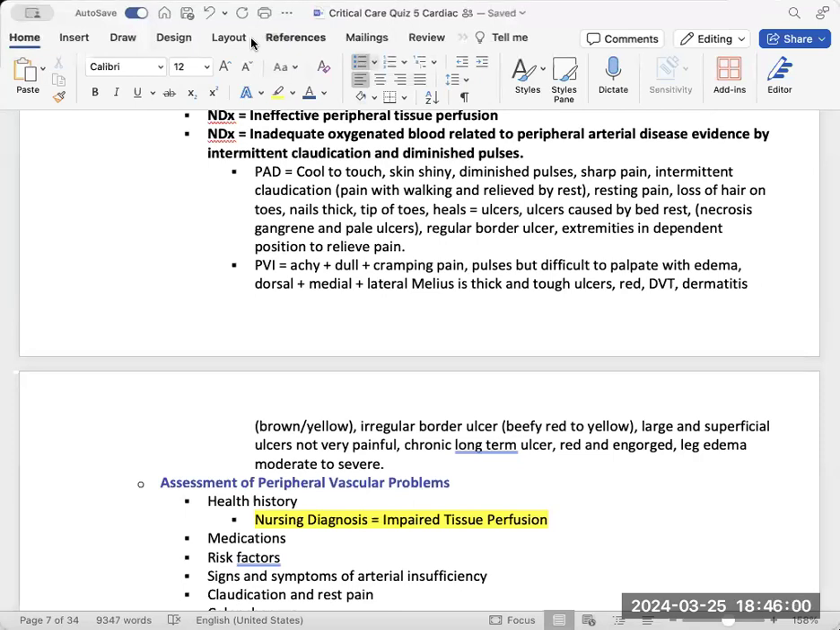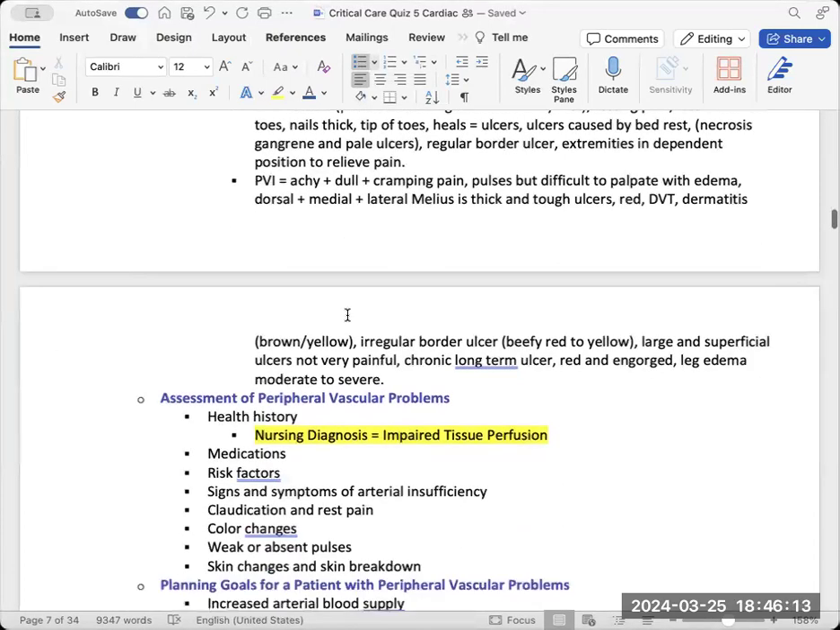Okay? And remember, I said the blood goes from the heart to the feet, which means it's going downward, which means it helps to keep your feet down or in a dependent position. Whereas our veins, right, they go up from the feet to the heart. So the best way to help them is to elevate the legs to help with venous return, right? They're going to have an achy, dull kind of cramping pain because it's not like an arterial pain.